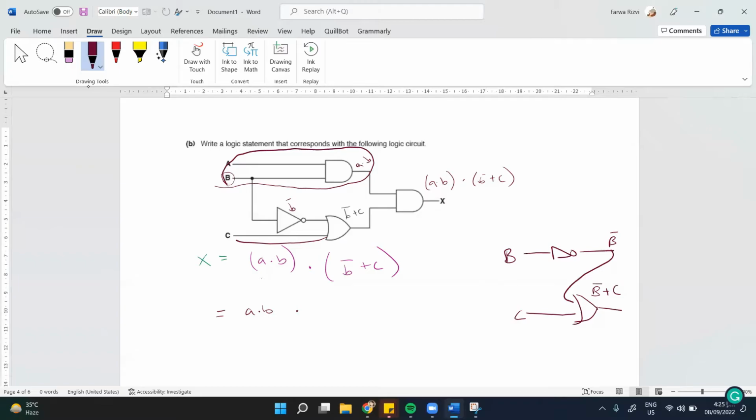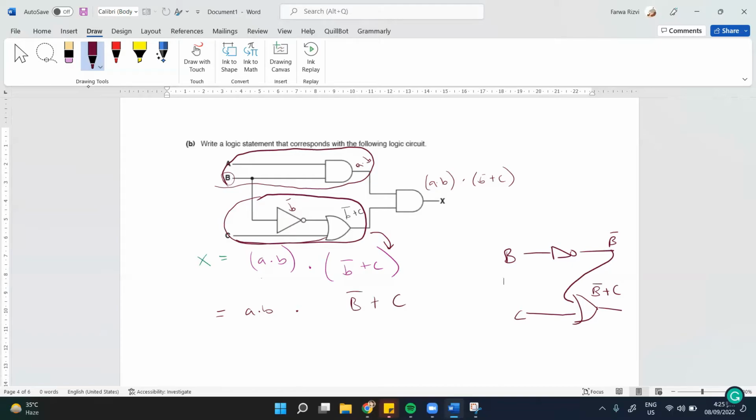So that's the NOT gate, right? The triangle, yeah. Okay. And this is the OR gate, which outputs the B bar input plus C. And then I just write this part here, B bar plus C.